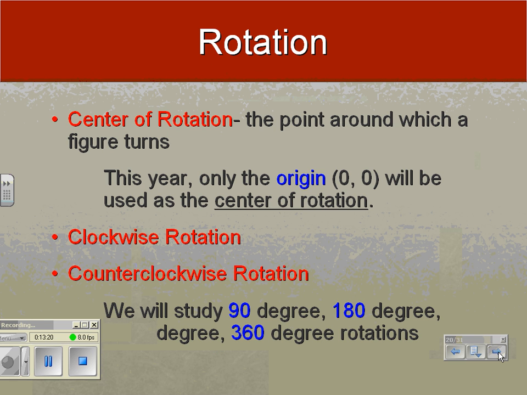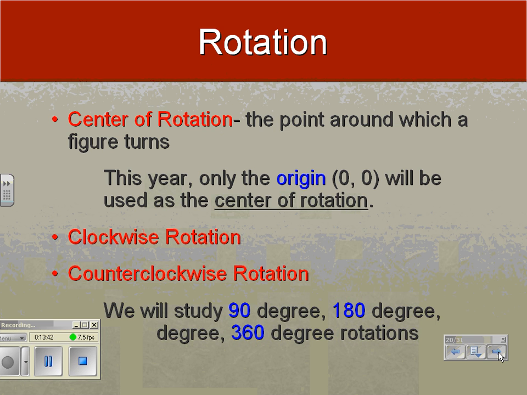So here are your notes on rotations. First of all, the center of rotation is the point around which a figure turns. This year, they're limiting our center of rotations. The only one we're going to use is the origin, 0, 0. That's going to be our center of rotation. We're going to look at clockwise rotation, and we're going to look at counterclockwise rotation.